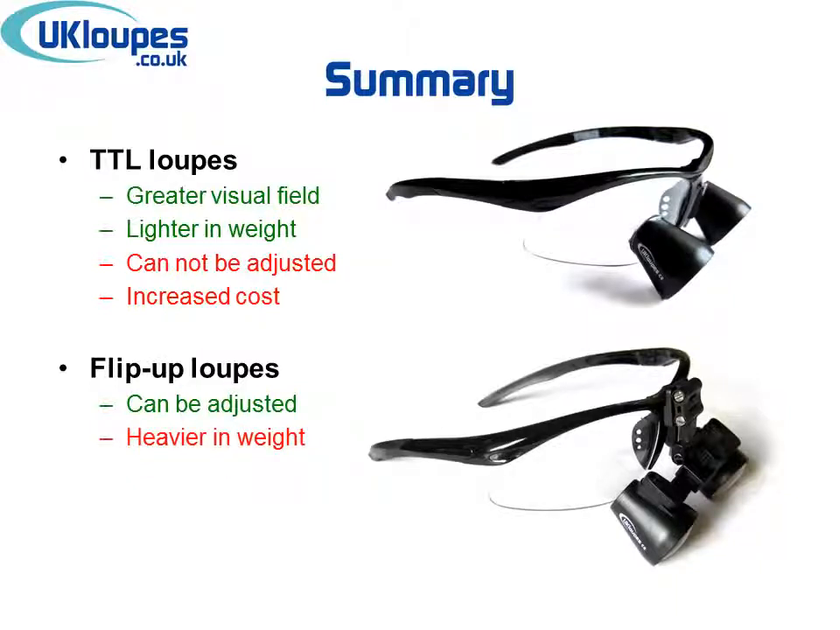They are marginally heavier in weight due to the additional hinge mechanism, and due to the position of the lens being slightly further away from the eye, they have a smaller visual field than TTL loops. Due to their flexible nature, they are of a lower cost than TTL loops.